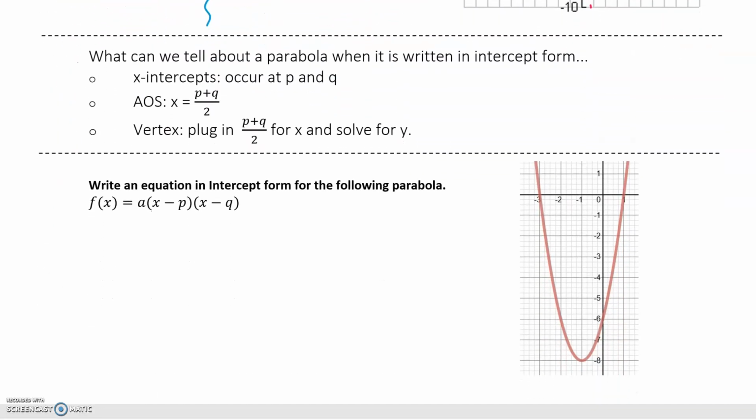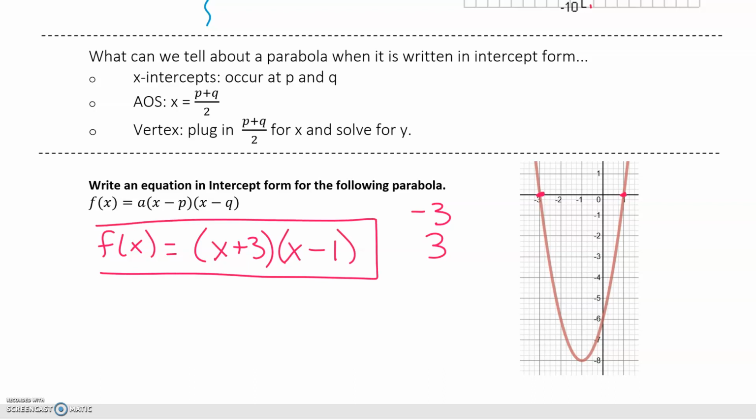Okay. Then underneath that here, it says write an equation in intercept form for the following parabola. So what we really need is to know where our x-intercepts are. So this one is at -3, this one's at 1. So when we put that in, we need to use the opposite sign. So the opposite of -3 would actually be our +3. And then the opposite for our +1 would be a -1. So this would be good enough for that. I'm going to do as part 2 the converting between our standard form and intercept form.